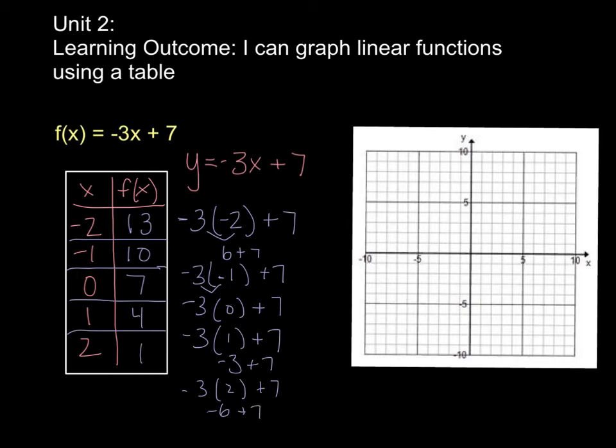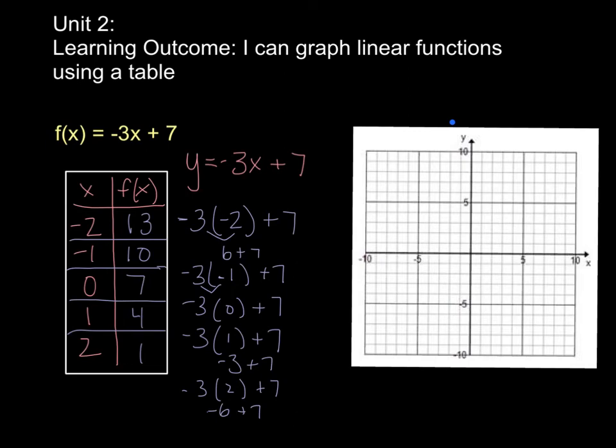Okay, so now I come over to my graph, and I'm going to make these dots a little bit bigger, and I'm going to plot these points. So when x is negative 2, okay, so I'm looking at the x-axis. When x is negative 2, y is 13. So that's like up here. Okay, not great. That's okay. The rest of them are going to work.